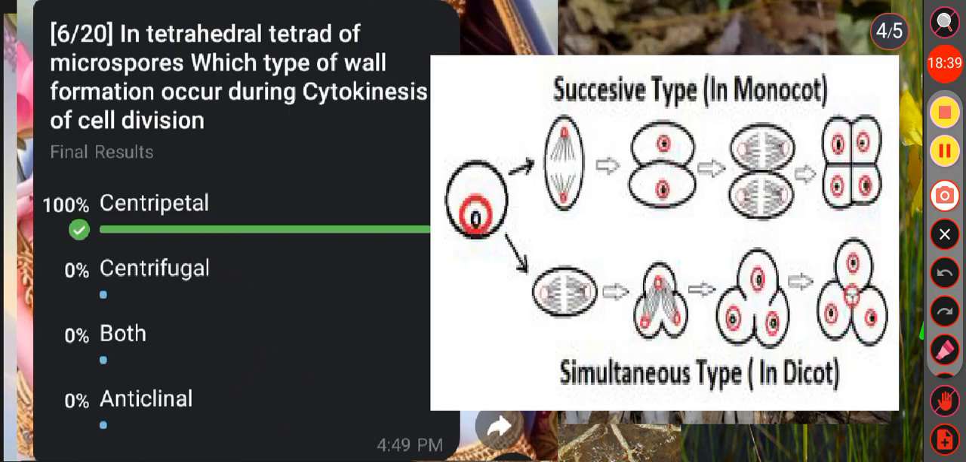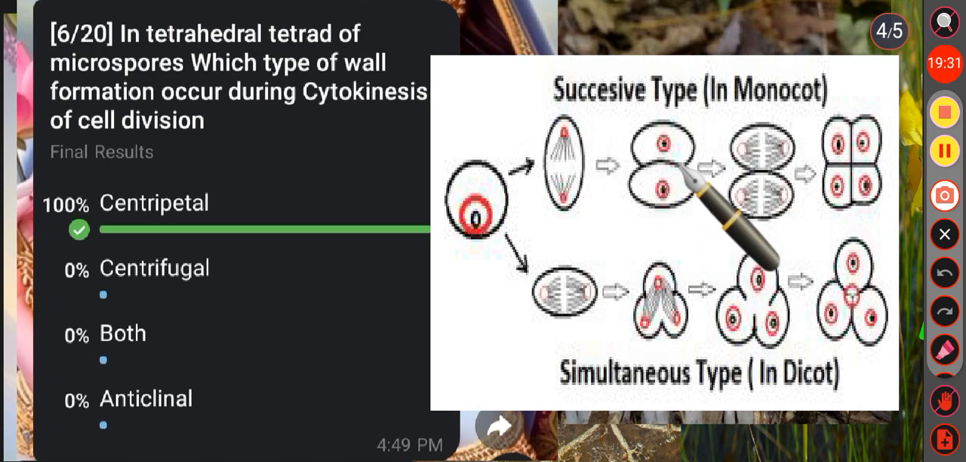We know that during microsporogenesis, the primary sporogenous cell gives rise to the microspore mother cell or the pollen mother cell. Again, the pollen mother cell on reduction division gives rise to 4 microspores or pollen, and this formation of microspores or pollen is called microsporogenesis. Cell division occurs in two steps, that is karyokinesis and cytokinesis. Karyokinesis means nuclear division and cytokinesis means wall formation. So karyokinesis is followed by cytokinesis.